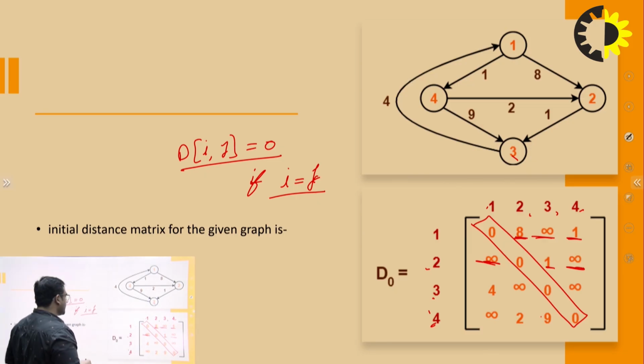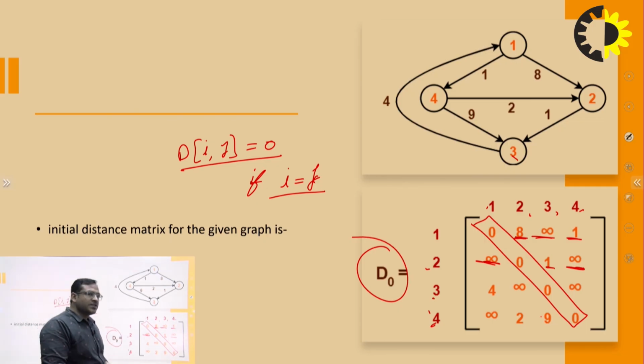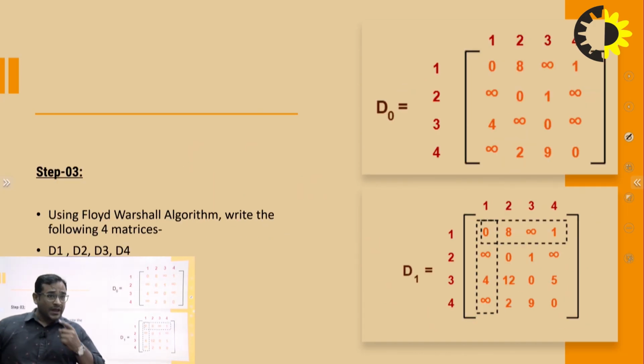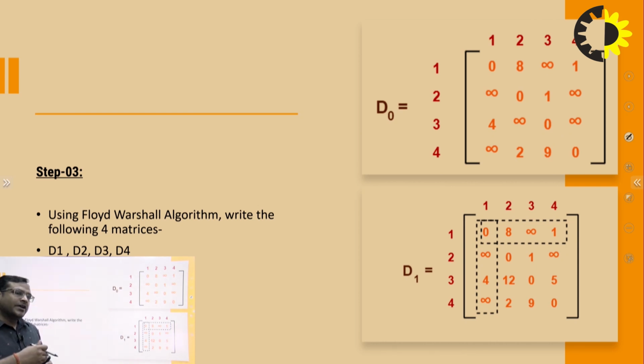And here I can name the matrix D0. So D0 is the initial matrix which we create by using the given graph, whatever graph is given. Got my point? Next you have to create D1. This is the way we execute step number 2, and we repeat step number 2 four times because we have 4 matrices. Got my point?